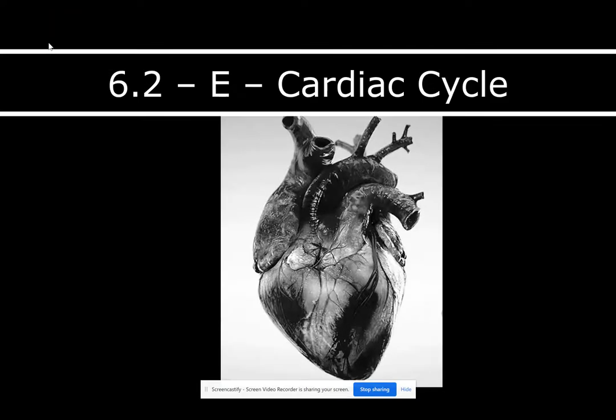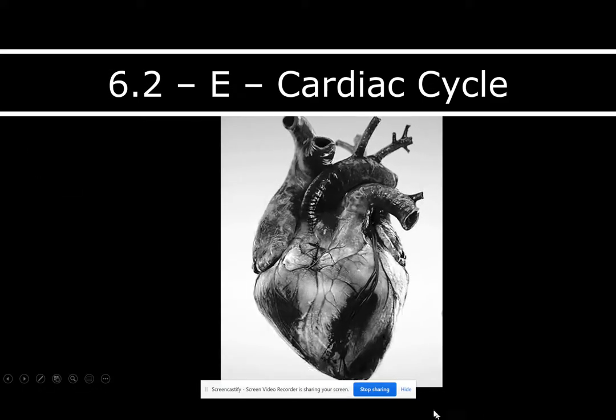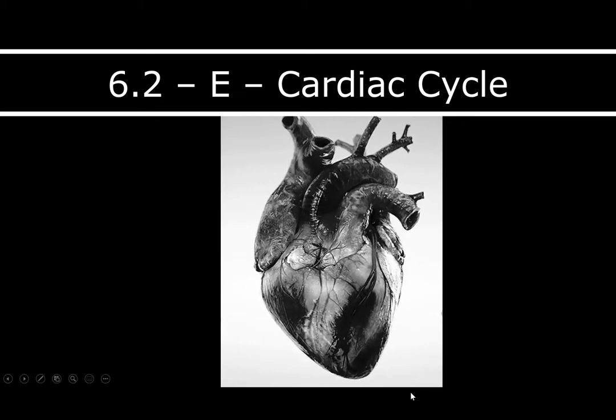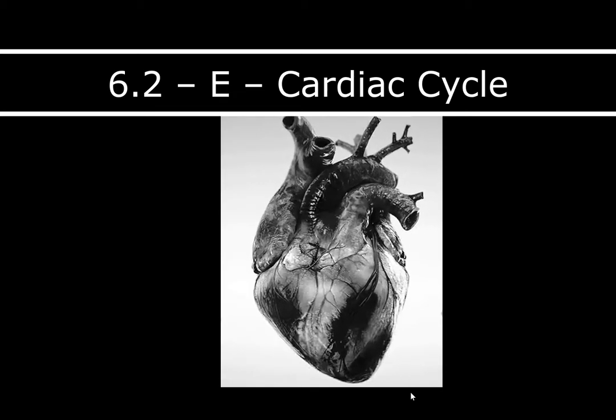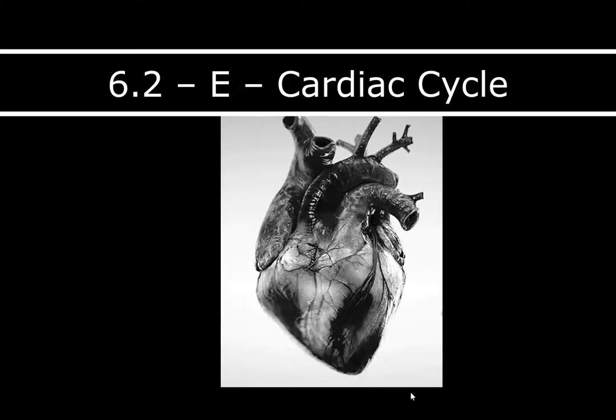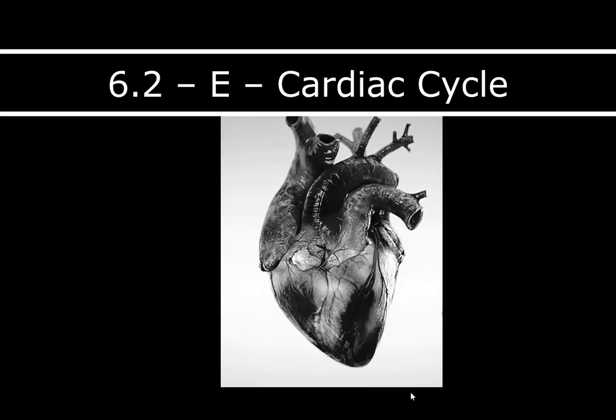Hi, guys. Today we are going to finish off 6.2, the cardiac cycle. So it's technically E and F. E covers blood flow through the heart, and then F is going to cover the electrical impulse and timing and pressure that happens during that cycle.